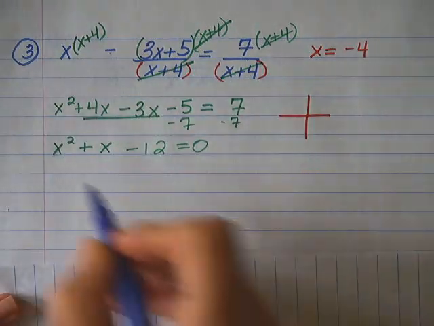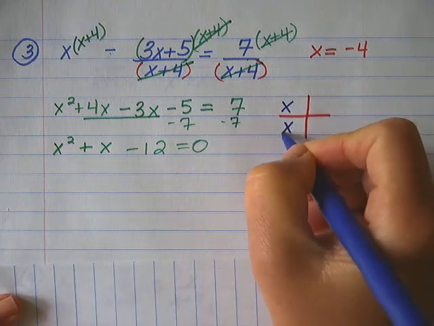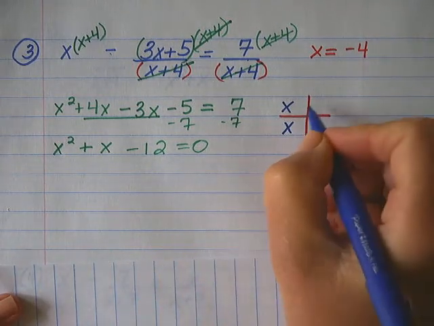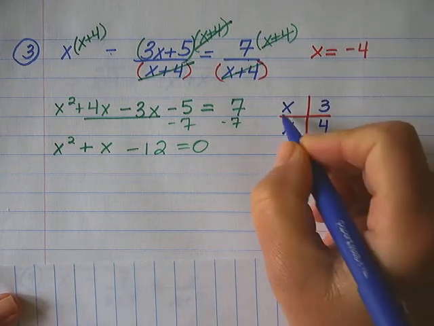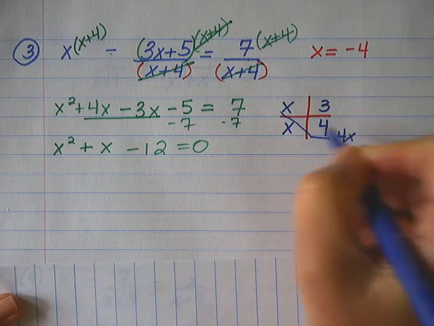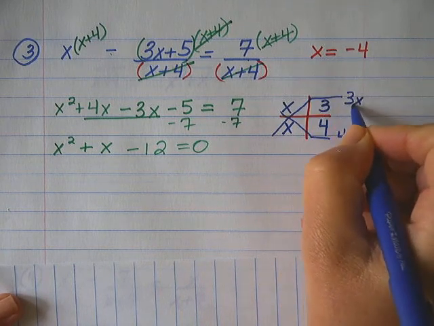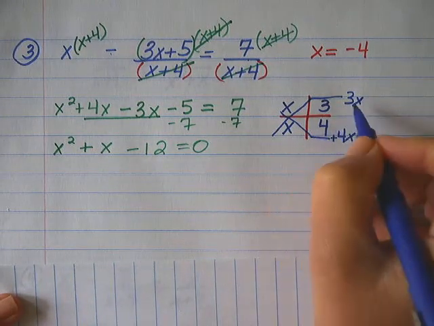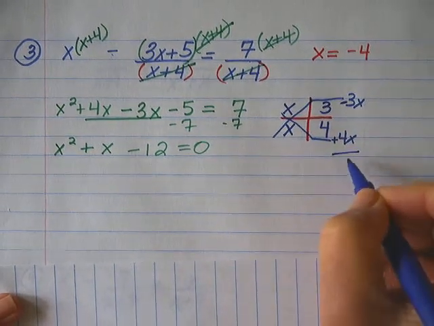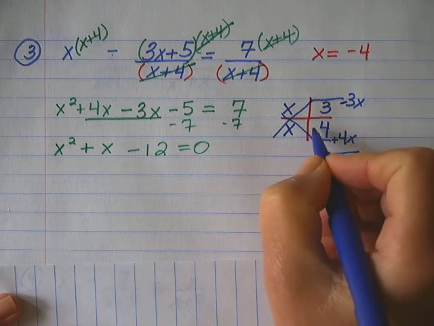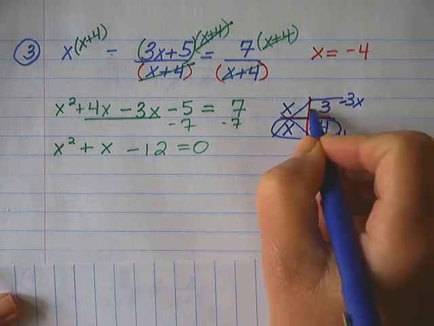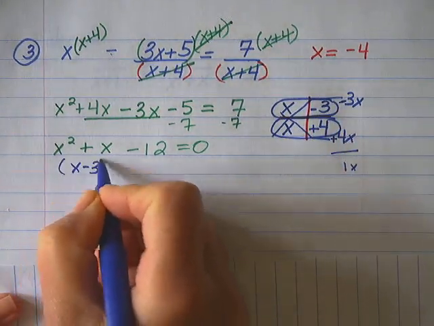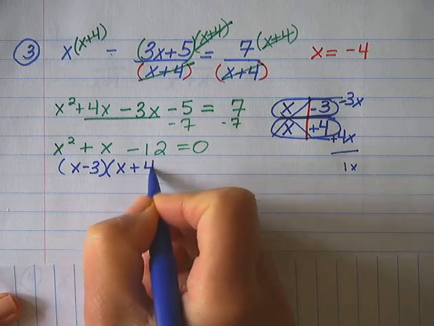All right, so what times what gives me x squared? What times what gives me 12? I'm always going to start with the two that are closest together. This gives me 4x, this gives me 3x. Ooh, I feel like we're onto something. The middle term's got to be positive, so these two together would add up to give me positive 1x. So this is a plus, and this is a minus. So this factors as x minus 3 times x plus 4.